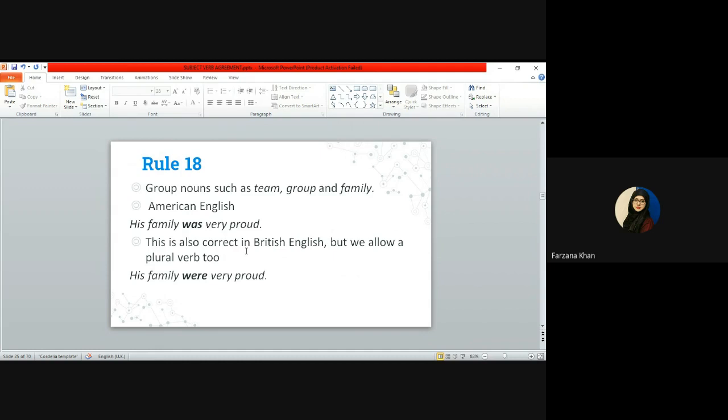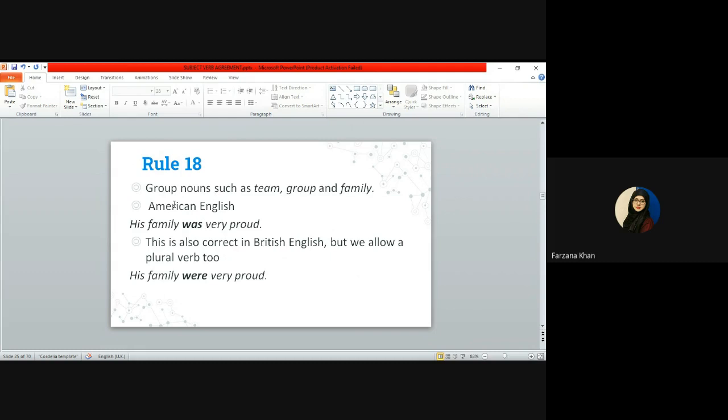Last but not least, the very important point is about the use of group nouns. So what are group nouns? Such as team, group, and family. When these nouns are used as a subject, they sometimes require a singular and sometimes a plural verb. Let me tell you when they require singular and when plural.